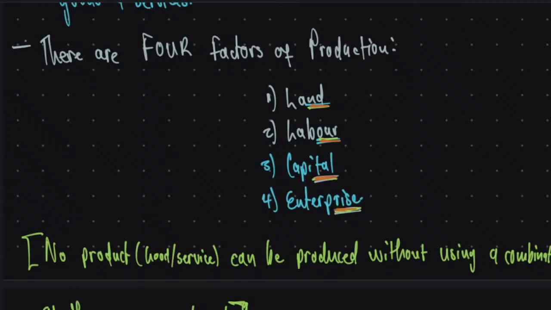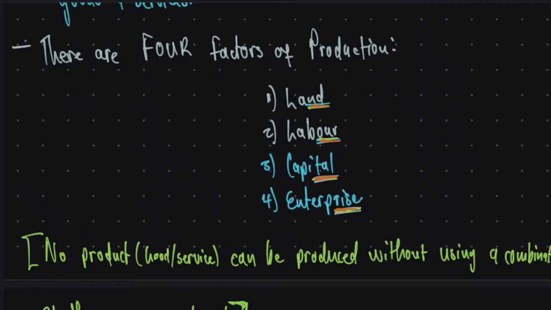We need to use all four to produce a watch. You need land, where you're going to produce it, the factory. You need labor, because some person is going to be operating the machines. You need capital to buy the material to produce that watch. Then you need enterprise, which is the entrepreneurs, the risk taking. You are producing a watch and you don't know who's going to buy it. That risk taking is what we call enterprise, the ability to take risks.